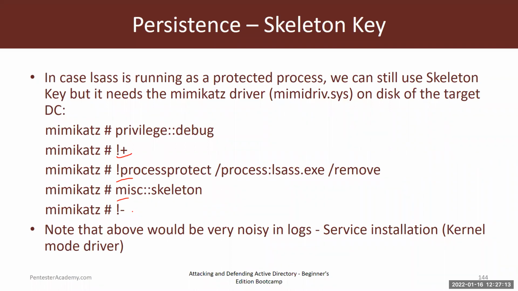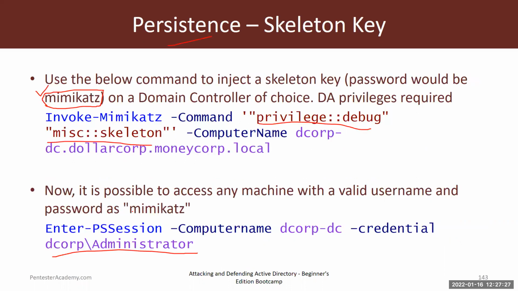Can we extract the RC4 of a machine account using DCSync? Yes, you can. How do you change the skeleton key password? Unfortunately, you have to make changes to the Mimikatz source code and build your own version. There is no argument that accepts that.